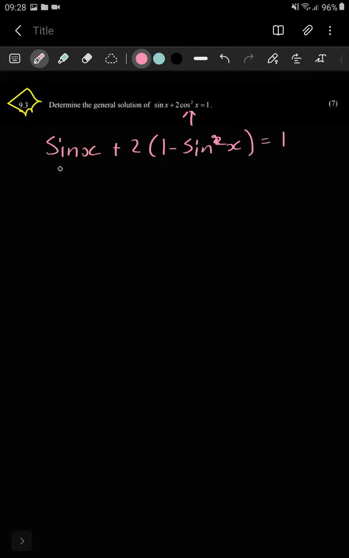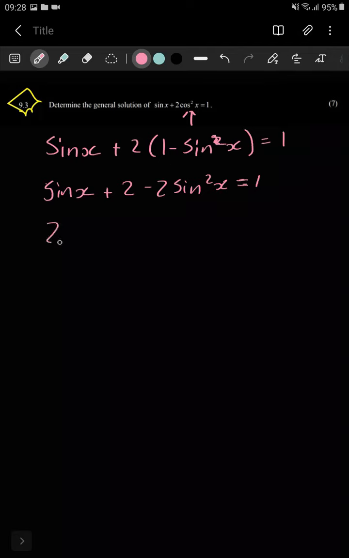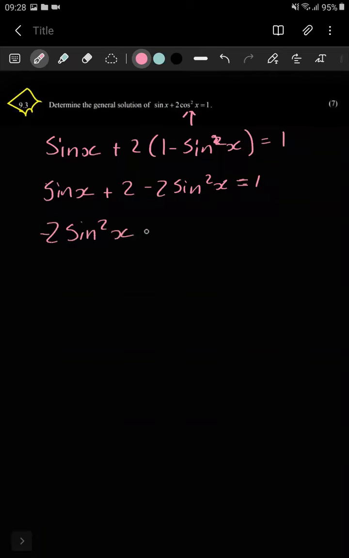So from here we can simplify a bit, meaning we're going to have sine x plus 2 minus 2 sine squared x equal to 1. Now the big idea: all we can do now is make sure that this is in standard form. So we can put the squared term first, and then the sine afterwards. And then 2 minus 1 when it comes over is going to be a positive 1.